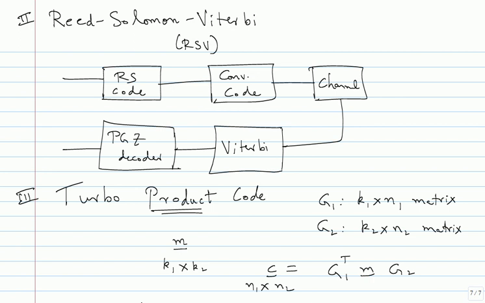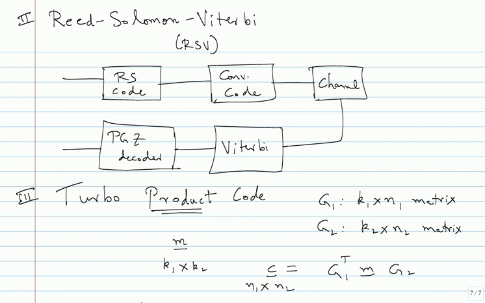So you can either do G1 transpose M first and then multiply by G2 on the right, or MG2 first and then multiply by G1 transpose on the left. You will get the exact same code word matrix, and that's also very nice to know. So you don't have to worry about whether you do the row first or the column first, or what will change and what will not change. All these things are fine.